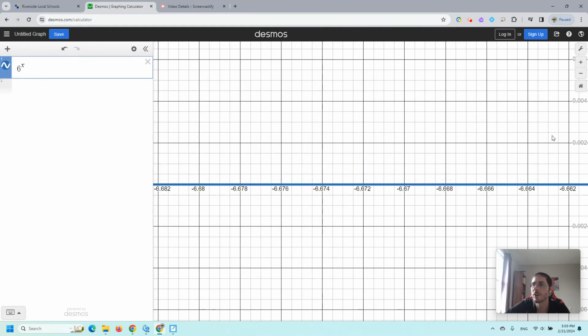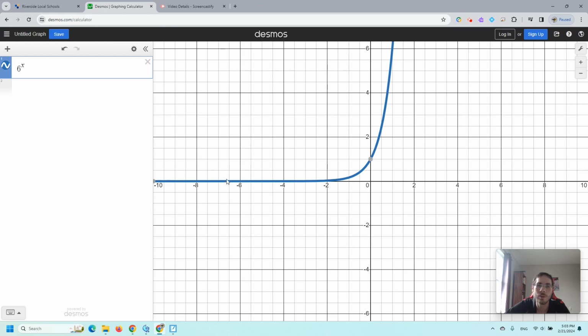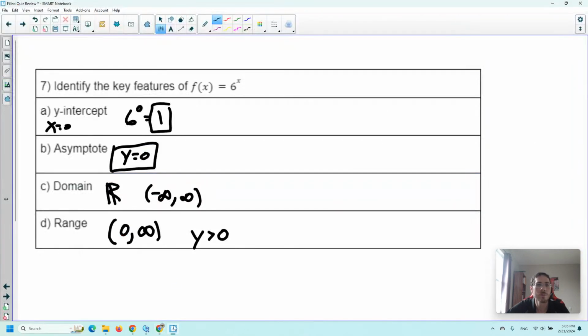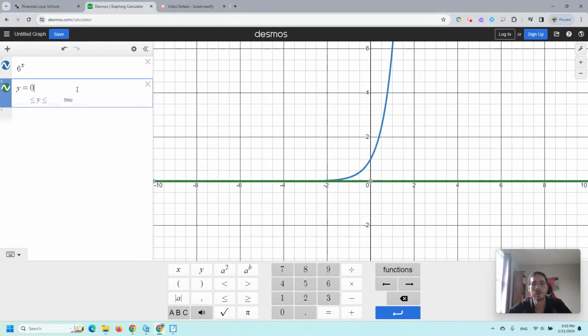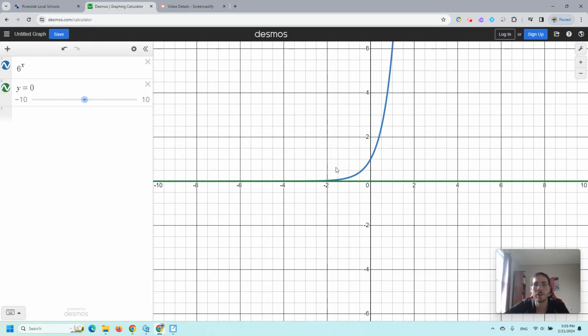So we have to watch out, because it looks like it goes to 0. Desmos tells us 0, but it's not actually 0. 0 is where the asymptote is. There's our y-intercept right there. It's at 0, 1. So we could do 1 or 0, 1. The asymptote is y equals 0. If I type that in, y equals 0, we can see that's the line that the blue one kind of rests on. So that never actually touches that green line. It never goes past that green line.